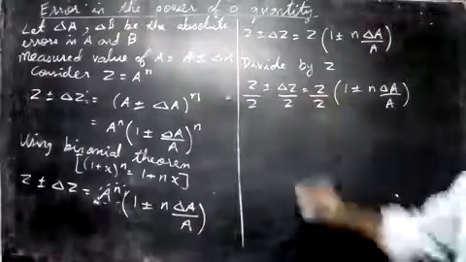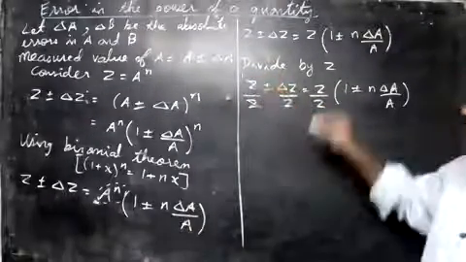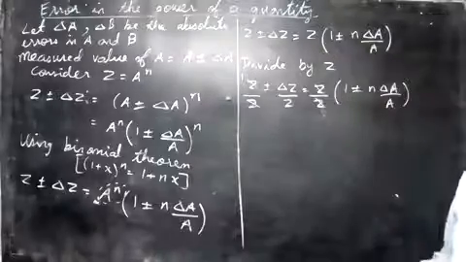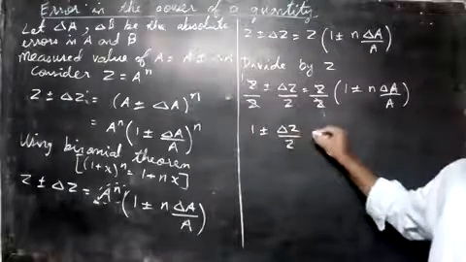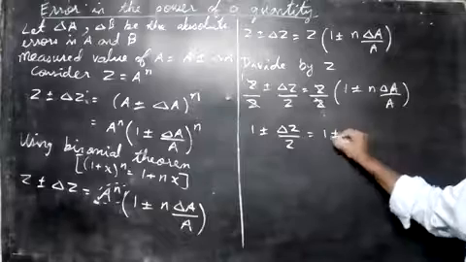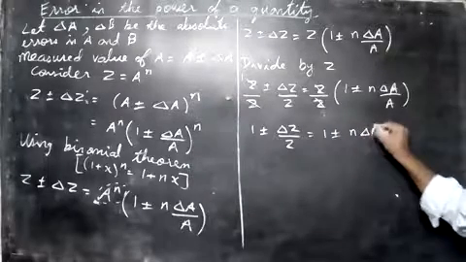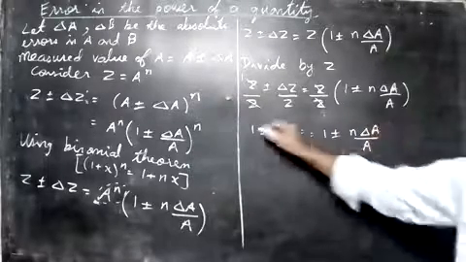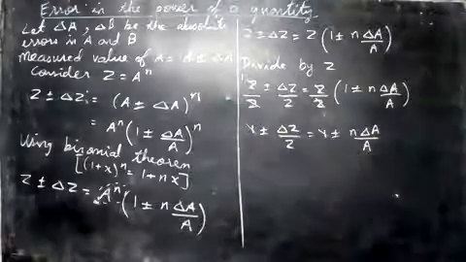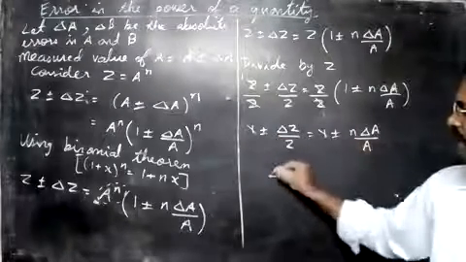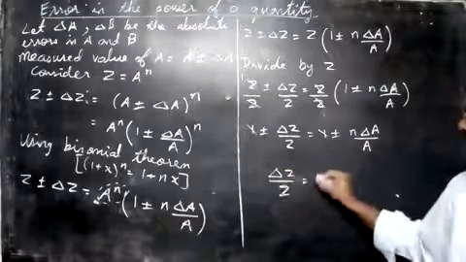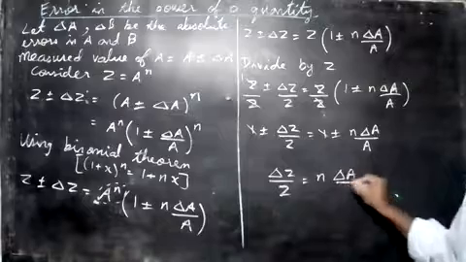Z by Z comes to be 1. So here 1 plus or minus delta Z by Z is equal to 1 plus or minus n into delta A by A. Cancel 1 and 1, the like terms. I'll take the positive quantity now. So we get delta Z by Z is equal to n into delta A by A.